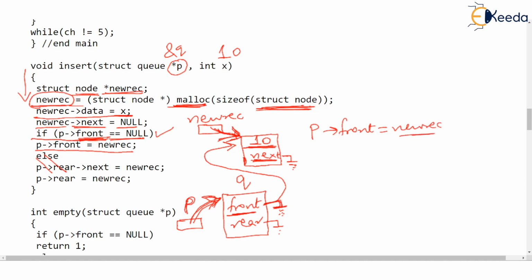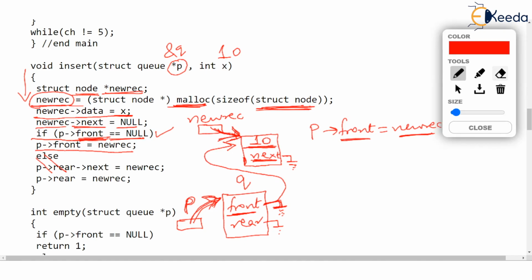So where is new rec pointing? New rec is pointing to 10. So front should also point to 10. What that means is now front won't be null anymore. Front is no more null. I hope you are understanding.